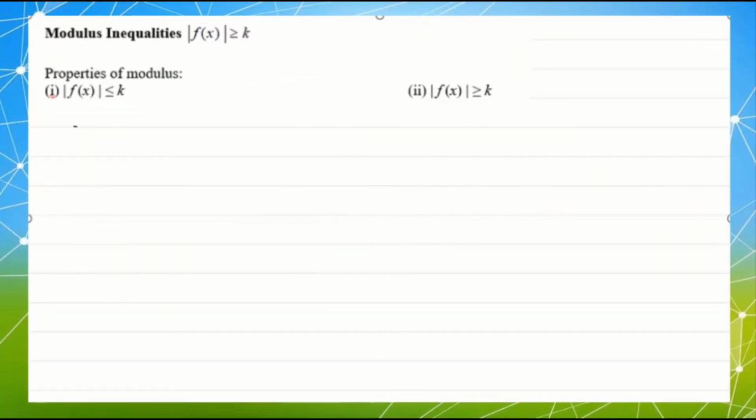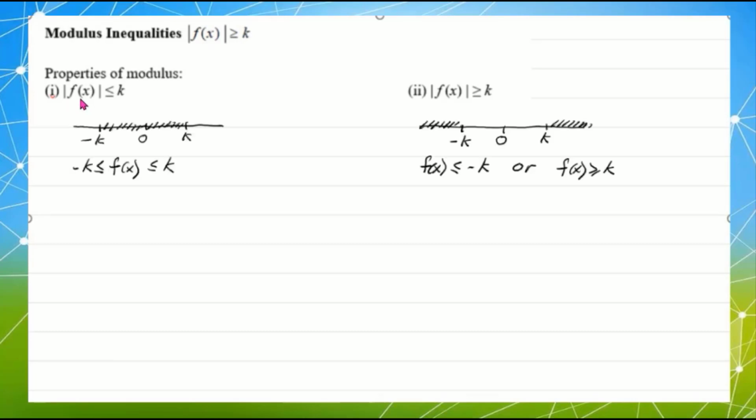Today in this video, I am going to talk about how to solve the modulus inequalities where modulus of f of x is greater than or less than a constant. Generally, when modulus f of x is less than k, it is the same as f of x greater than or equal to negative k and at the same time less than positive k. When modulus f of x is greater than k, it is either f of x less than or equal to negative k or f of x greater than or equal to positive k.